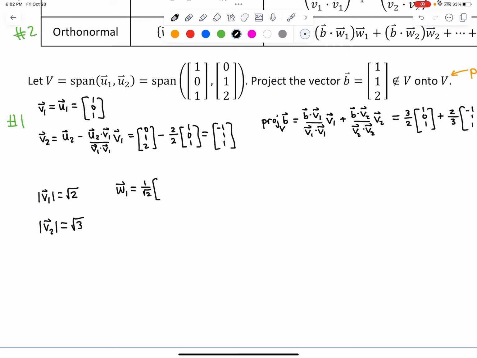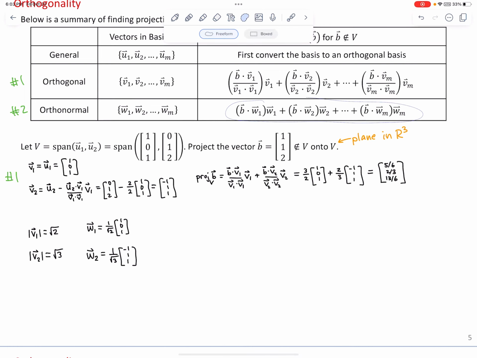So we do 1 over radical 2 times the vector (1, 0, 1). This is one way to leave it, or if you'd like, you can distribute the 1 over radical 2. The second unit vector in our orthonormal basis, do 1 over the magnitude of vector v2 and multiply that by vector v2. And you can distribute the 1 over radical 3 if you'd like, or leave it factored out in front.